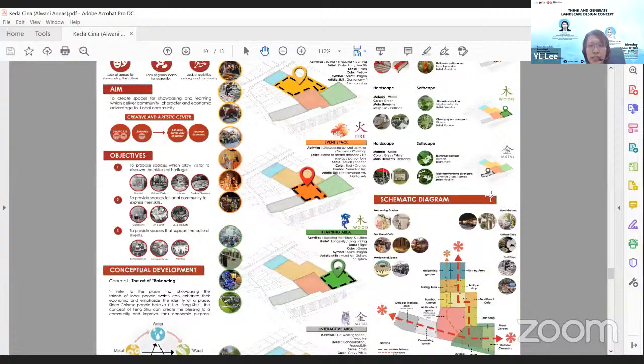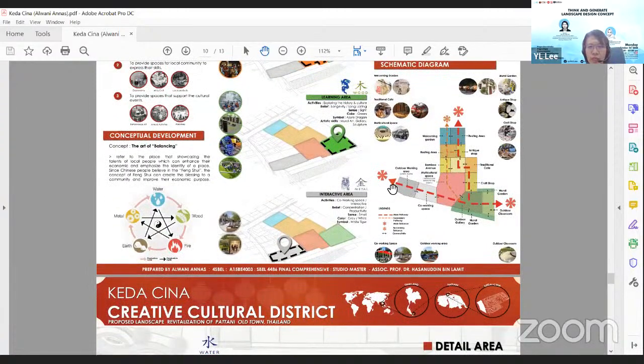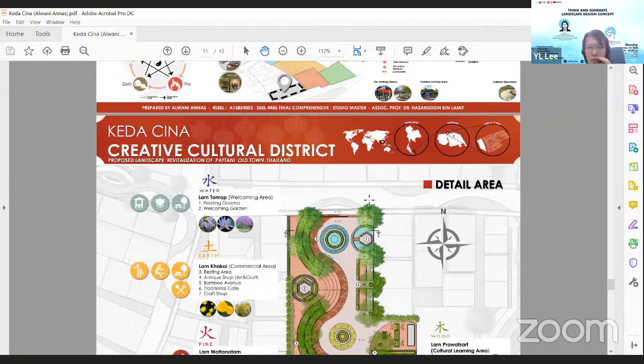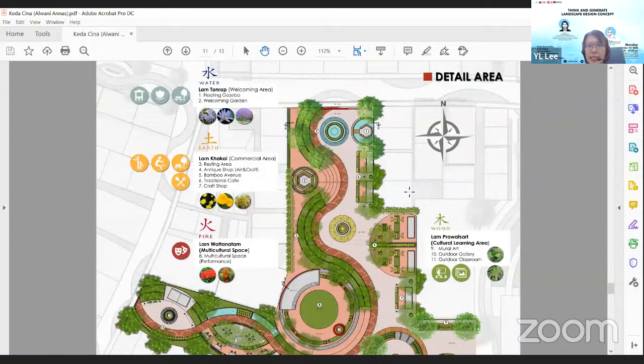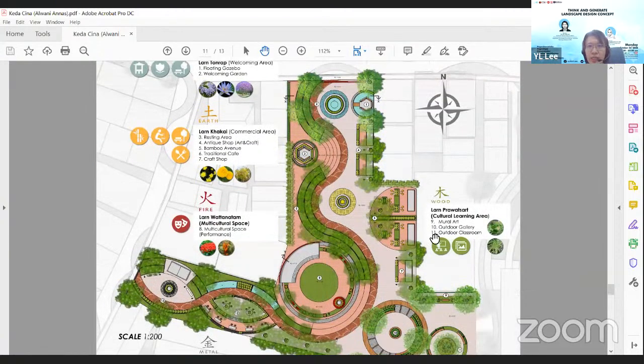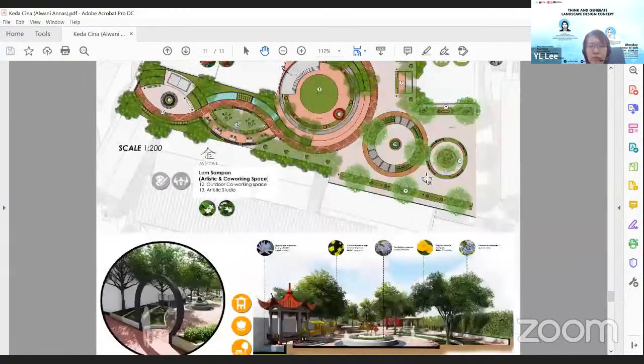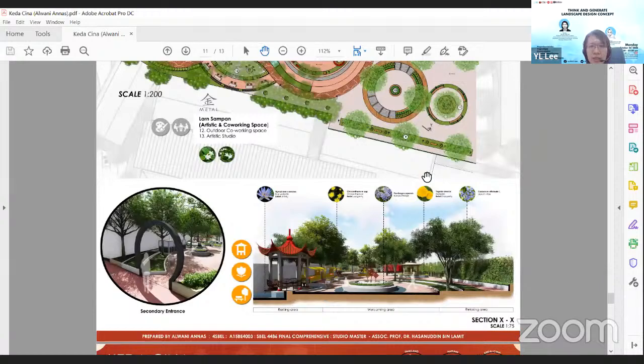So basically in the detail area, the scale of the plan is a macro scale, so you will see everything clearly. The pathway, the plants, and also some of the hardscape elements and amenities. And it ends up with the illustrations.